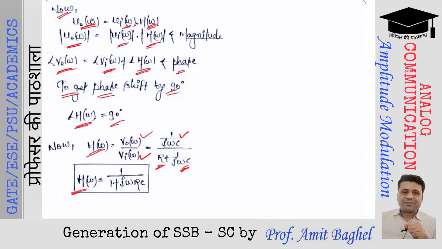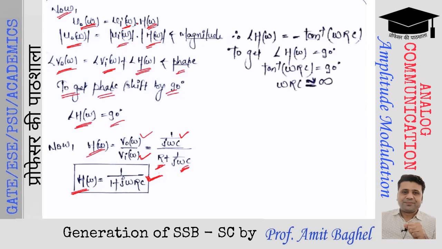Hence the mathematical expression of H(ω) will be H(ω) equals 1 by 1 plus jωRC. This is the transfer function. Right? In this transfer function, let us observe the phase part. So what is the angle of H(ω)? Therefore, the angle of H(ω) will be equal to minus tan inverse ωRC.